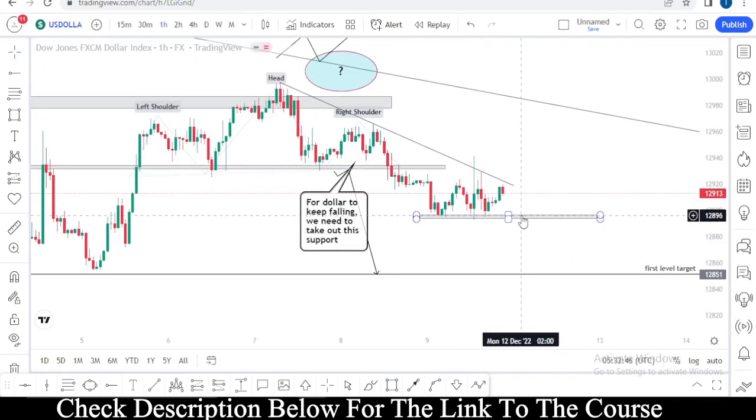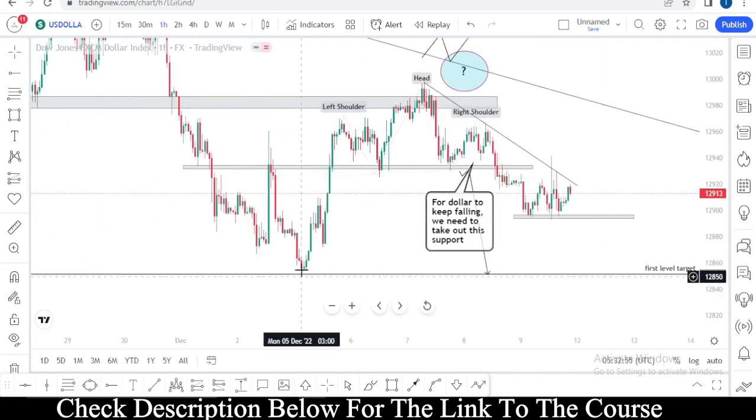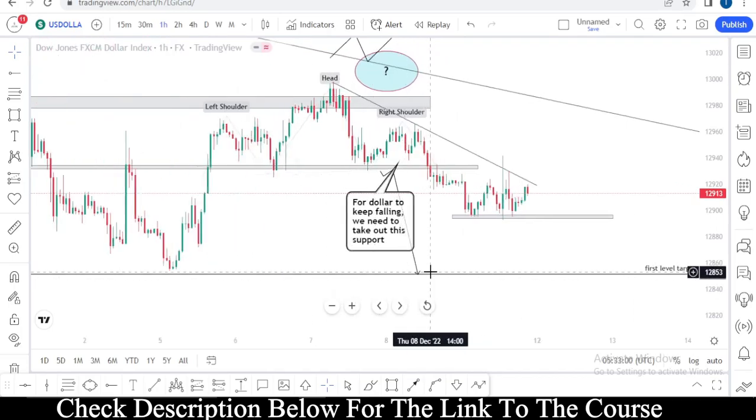Then if we break below this level, fine, I will even like that. Which means we are going to keep trading into this level target that price came shy of previously. We didn't really touch it, but we came very, very close.